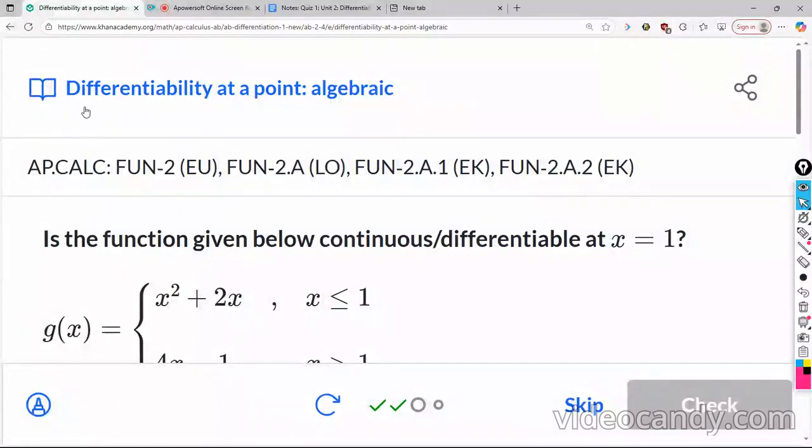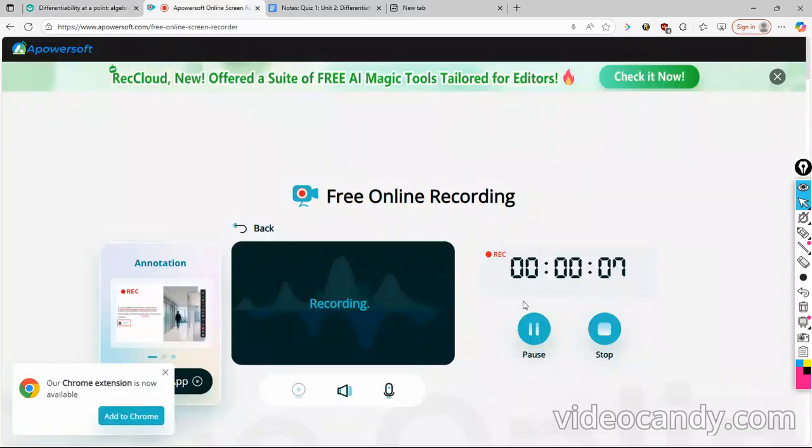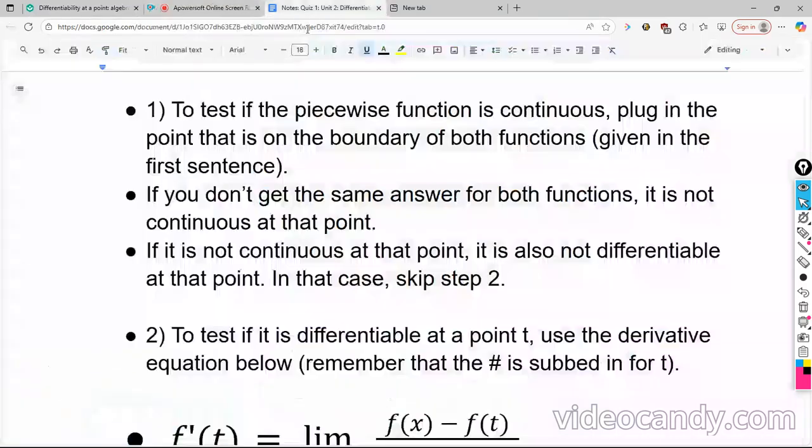This will be for the Khan Academy exercise, differentiability at a point, algebraic. All right, some notes. There's basically two main steps here, but it's very tedious if you get to the second step.